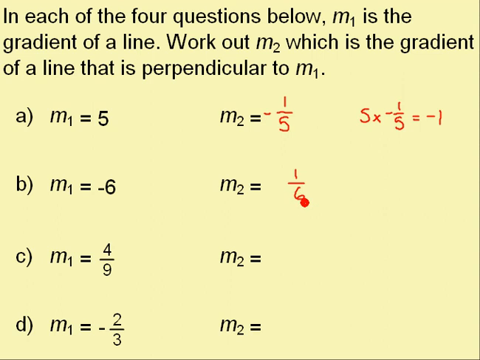So the answer actually looks like this. So here I find the reciprocal, that's 9/4, and I change the sign, so this will be negative. And for this one, I find the reciprocal, that's minus 3/2, and I change the sign. So you can think of this as turning it upside down and then changing the sign.